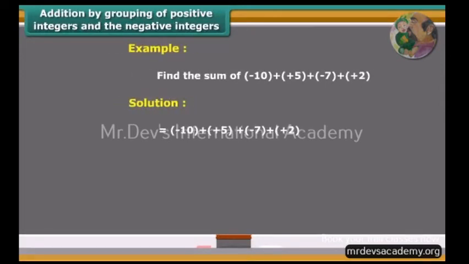For better understanding, we can solve one example. We arrange the numbers so that the positive integers and the negative integers are grouped together.